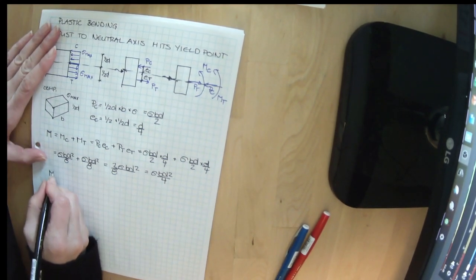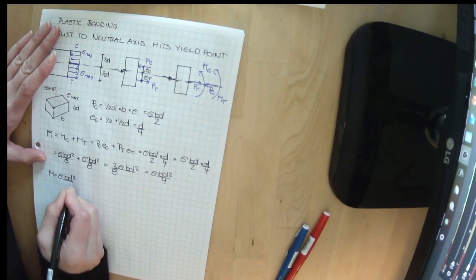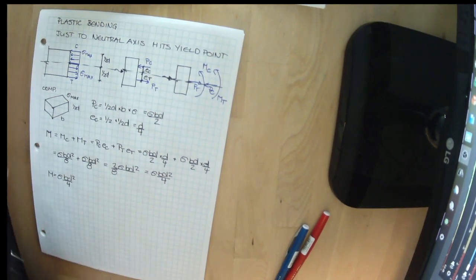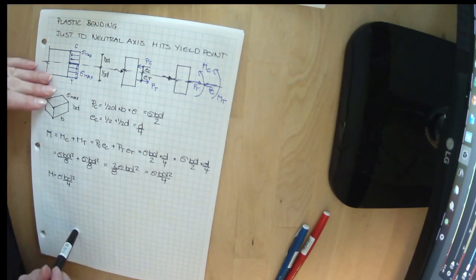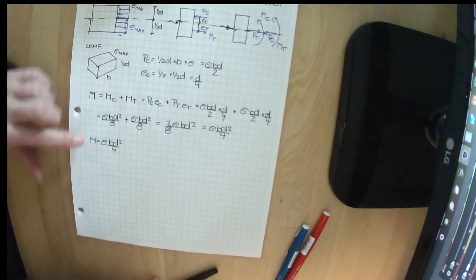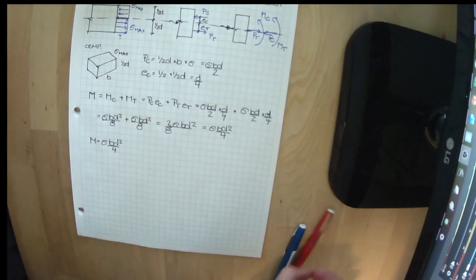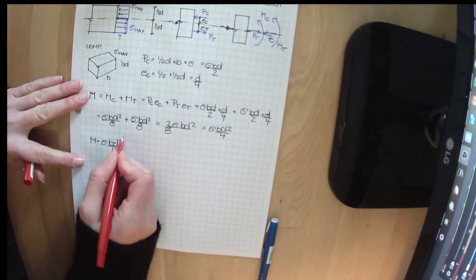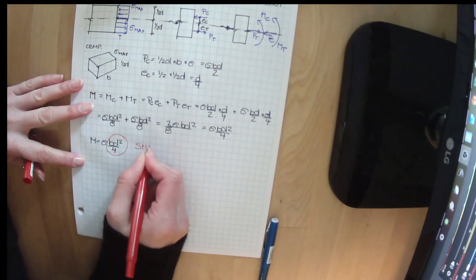So moment equals stress BD squared divided by 4 if we let a plastic or a ductile material yield all the way down to the neutral axes. M equals stress times BD squared divided by 4. That is shape dependent.